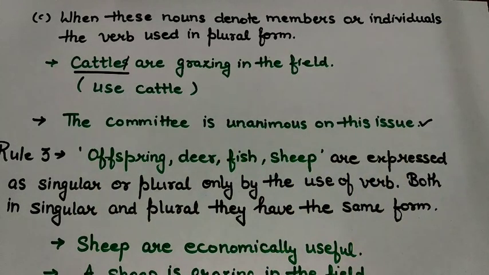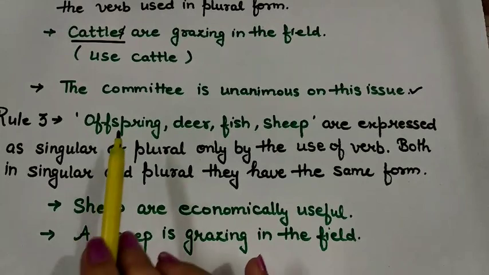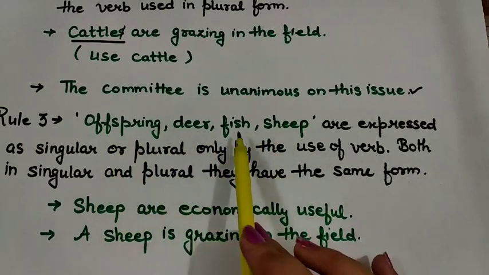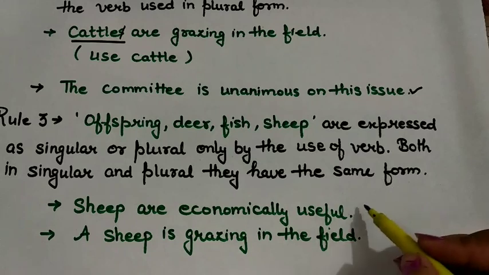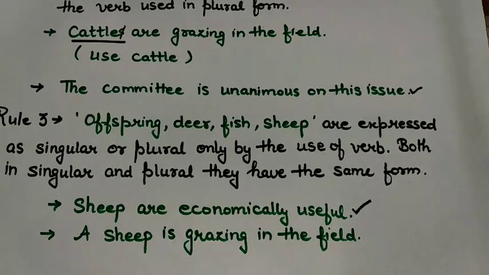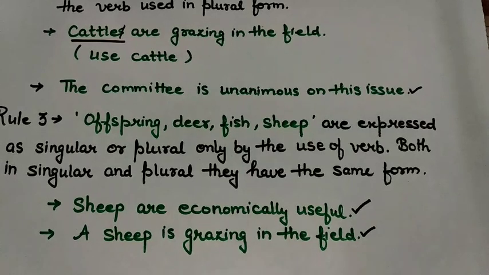Third rule is, words like offspring, deer, fish, sheep are expressed as singular or plural only by the use of verb. Both in singular and plural, they have the same form. Like, if I say, sheep are economically useful, the sentence is completely correct. And if I say, a sheep is grazing in the field, this sentence is also correct.